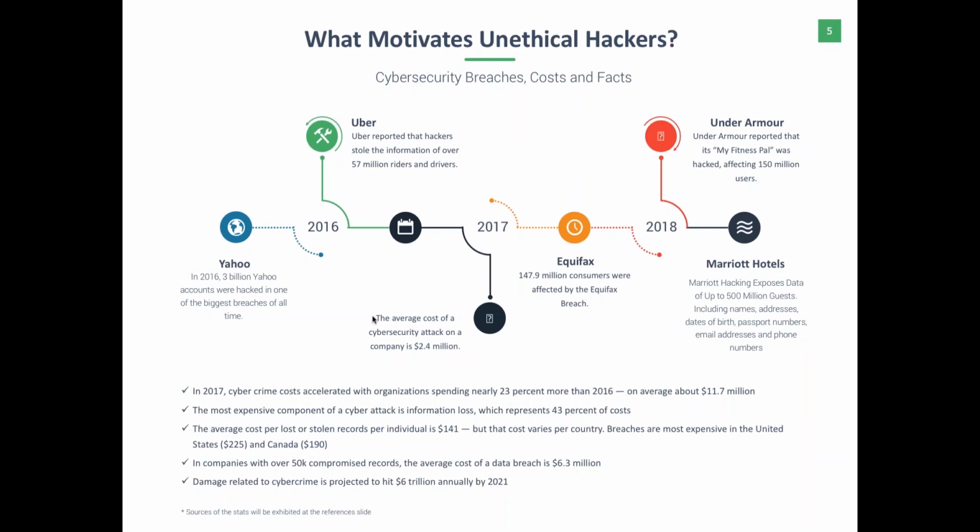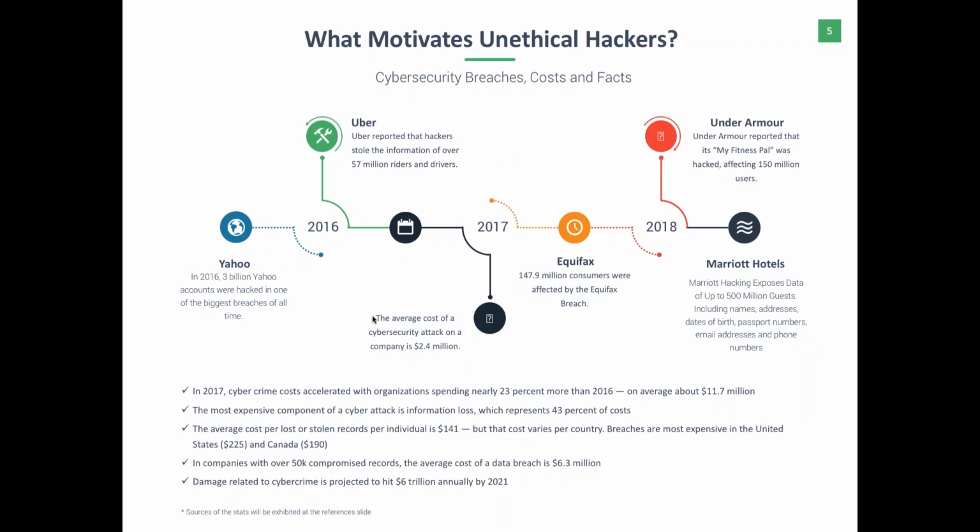The average cost per lost record globally is $141, but in some countries like the US, you will pay up to $225 per record. So if you are a company and you got compromised, let's say you're a hospital and you got hacked, and you had, I don't know, 50,000 records, which are your patients. If you multiply 50,000 by 225, that's a lot of money. And that doesn't include everything. That's just a broad idea of how much it could be.